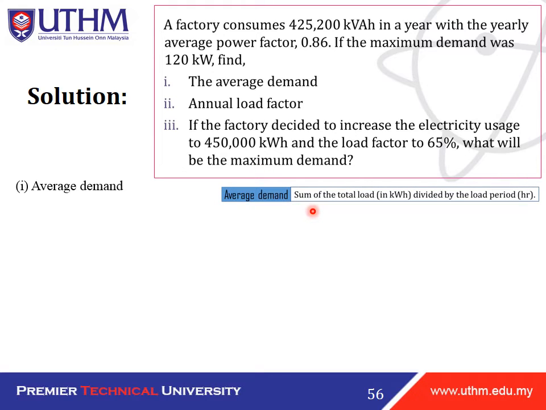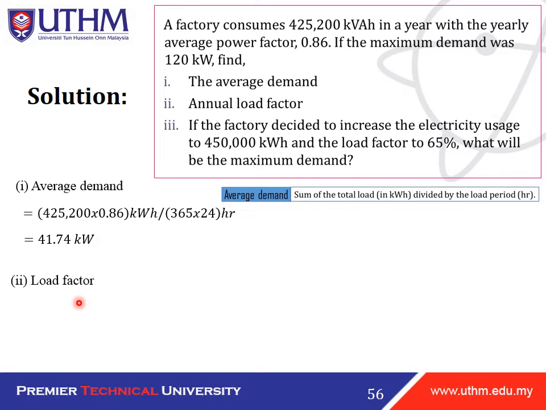So the average demand is the sum of total load in kilowatt hour divided by the load period in hour. So the sum of total load is 425 times the power factor 0.86, divided by 365 times 24 hours. So we got the answer 41.74 kilowatt hour.